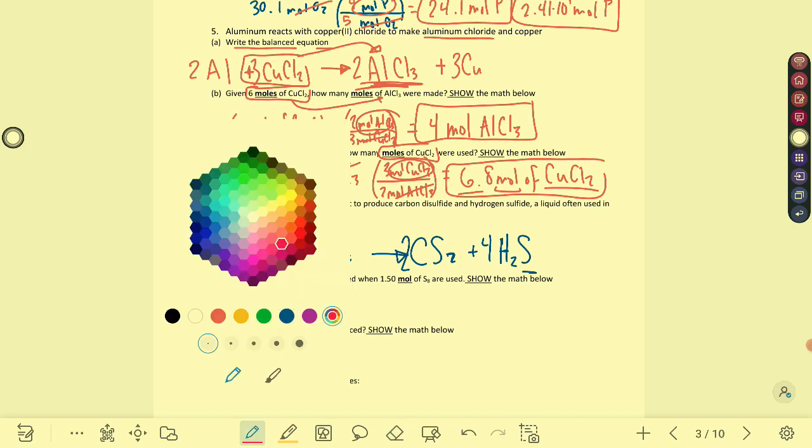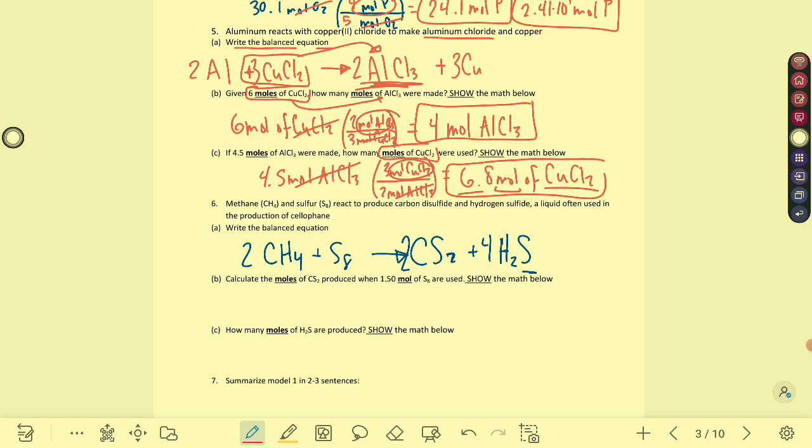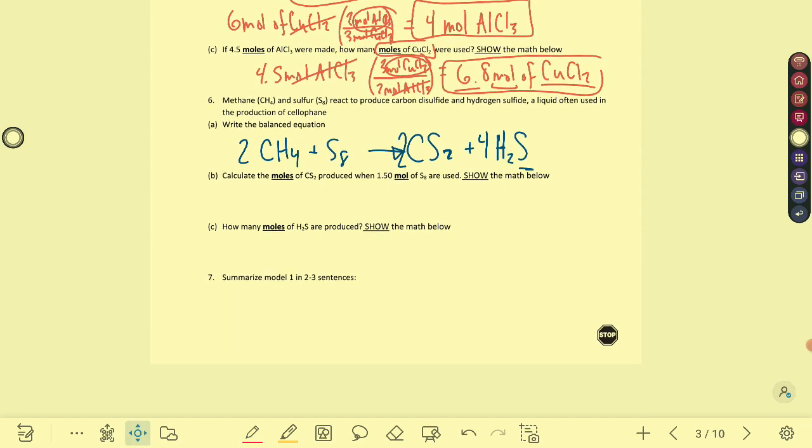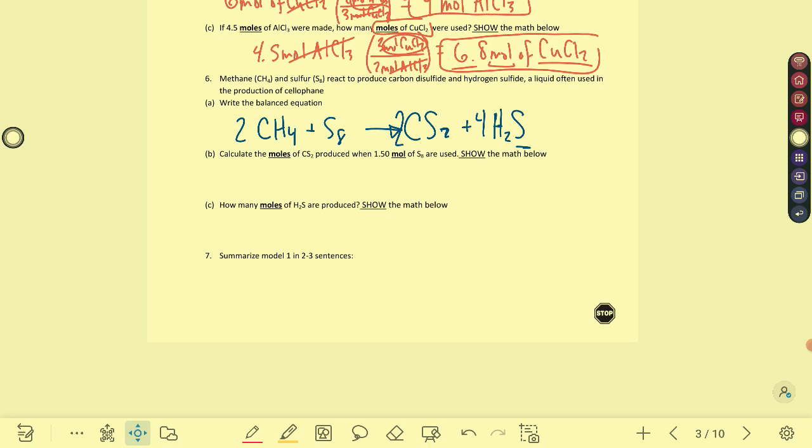Let's do a couple more. I'm going to finish this one, maybe do a couple more. Let's at least do one of this one. So calculate how many moles of, so we want to go to this when we're starting with this.